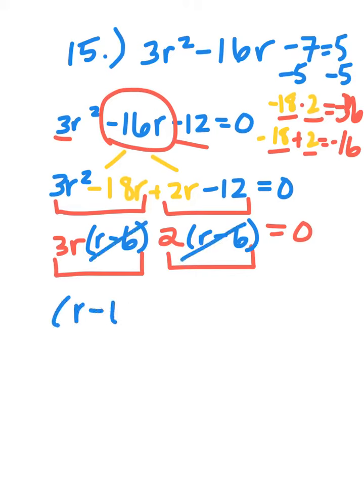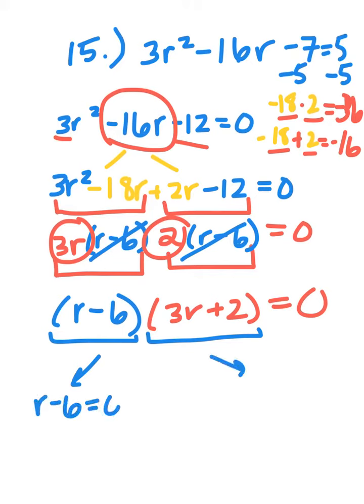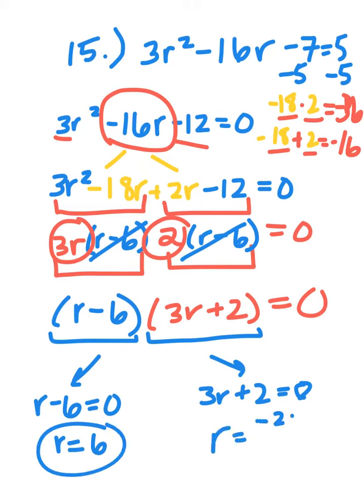So I'm going to take that away as my first binomial, and I'm left with 3r and positive 2 as my second binomial. And then the zero product property says that if I'm multiplying two things together to get 0, one of those things has to equal 0. So I'm going to make my two binomials equal to 0. So my final answer is that r is 6 or r is negative 2/3. Those are my two answers.